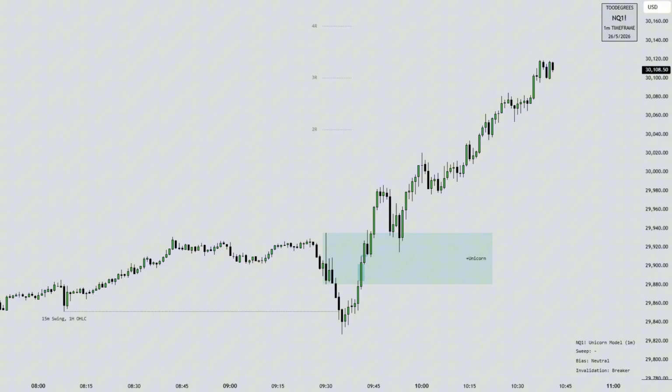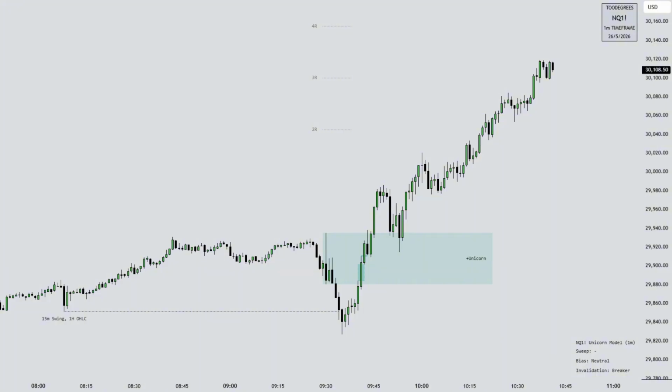What makes this setup especially clean is the reaction quality after the entry forms. Price barely spends any time consolidating inside the breaker zone before continuing higher immediately. You can actually see the market transitioning from a defensive recovery into aggressive repricing. From there, NQ continues stair-stepping higher for the remainder of the session, delivering a very strong expansion move.